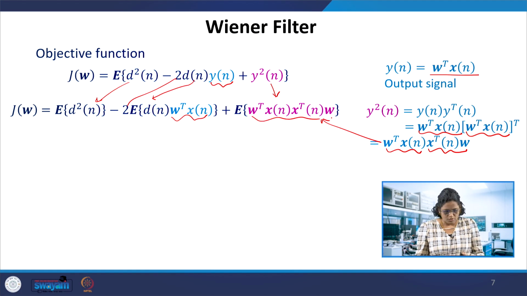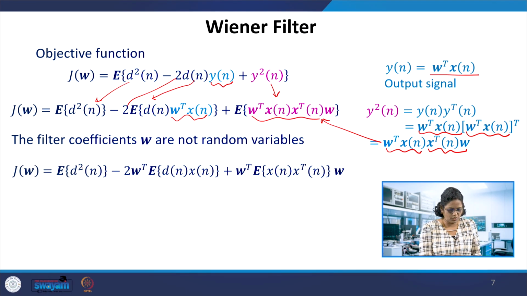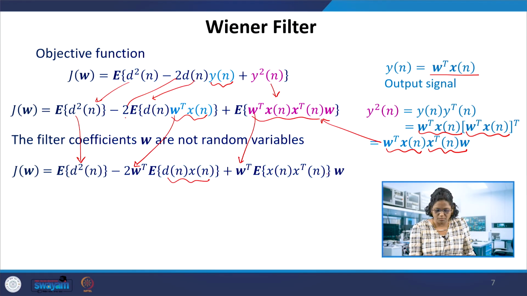Okay. So the filter coefficients W here are not a random variable. I said that for one iteration it is constant, so we consider that W is not a random variable. We can take it out of the expectation in the equation. So this is retained as such, and then 2 times W transpose is taken out over here, with the expectation of d of n x of n. And then here we have W transpose again, outside the expectation of x of n x transpose, and W.